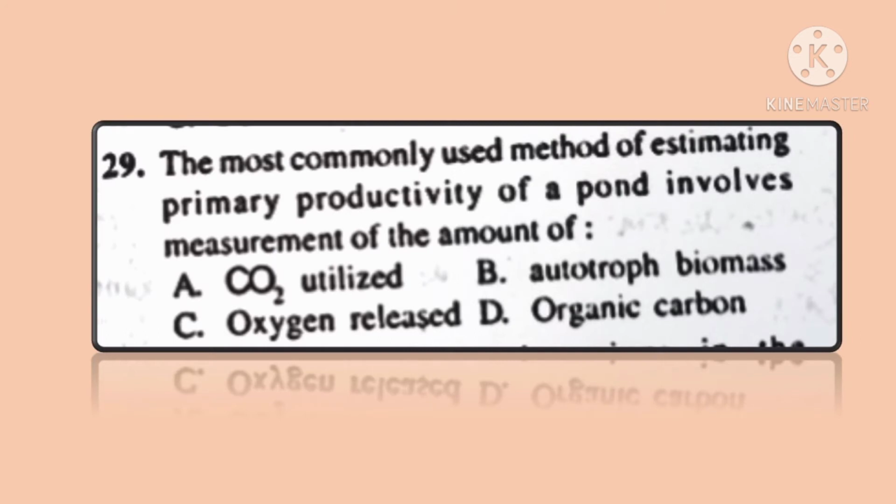So the next question, a most commonly used method of estimating primary productivity of a pond involves a measurement of the amount of option A carbon dioxide utilized, option B autotroph biomass, option C oxygen released and option D organic carbon. So it is asked to find the primary productivity of a pond. How do we measure the primary productivity?